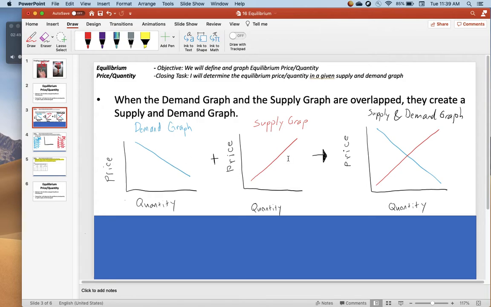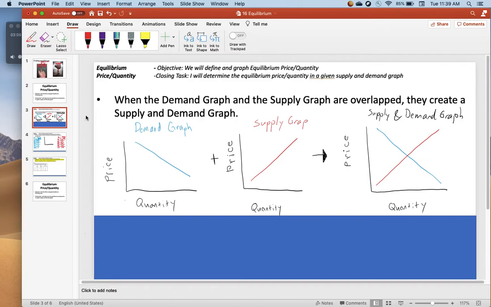So we looked at these over the past few notes. Now, what you can do with these graphs, which is really interesting, is you can combine them. So when the demand and supply graph are overlapped, they create a supply and demand graph, right? So we combine these two, we add them together, and we get our supply and demand graph.